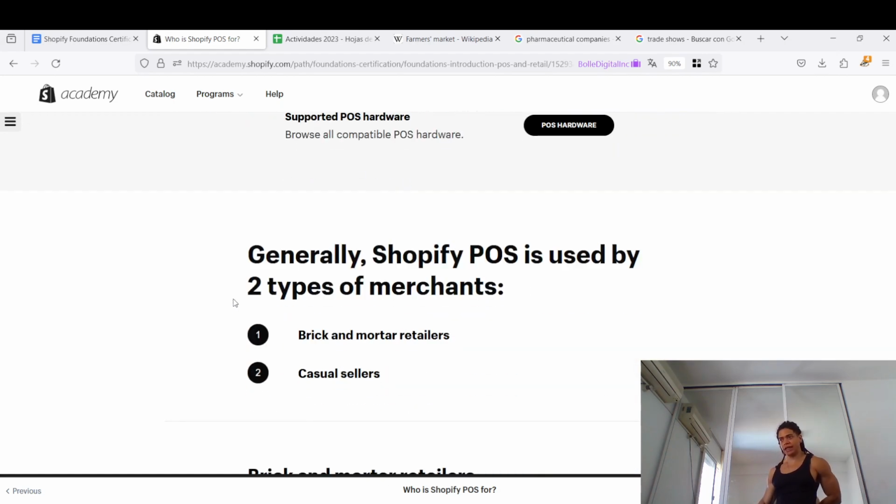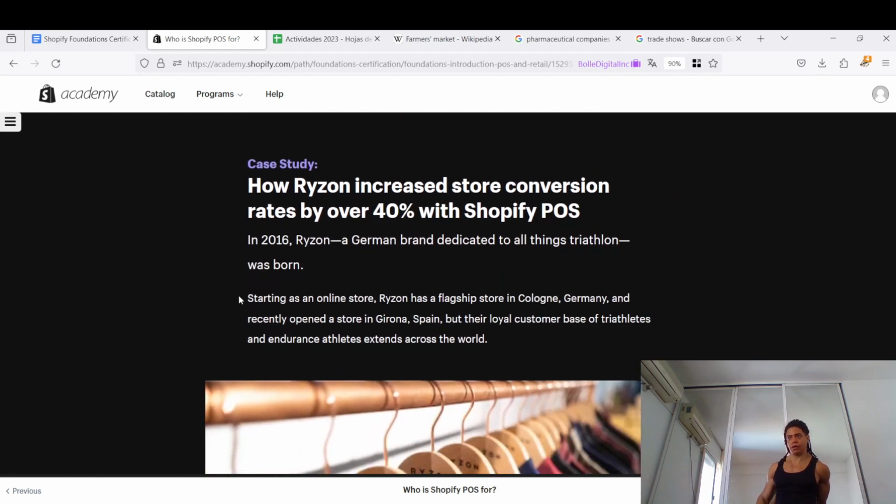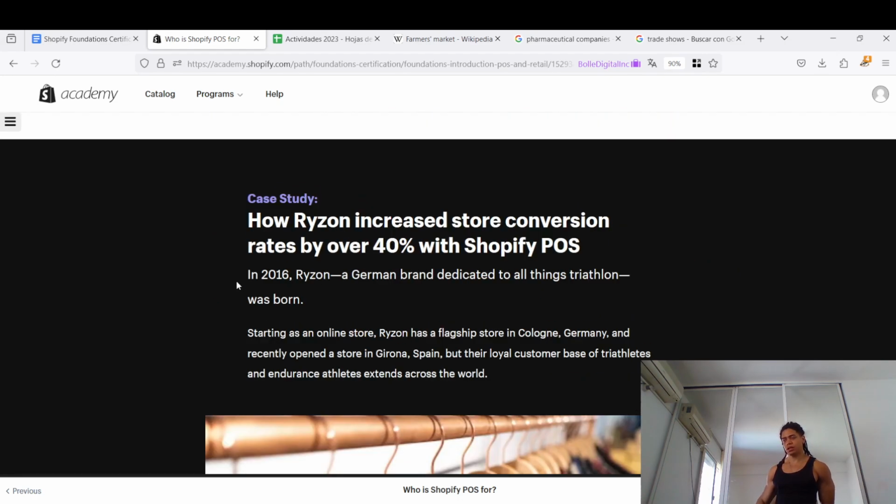So with that, what next? You know what's next? Oh, a case study. Interesting. Okay, the case study here: how Ryzen increased store conversion rates by over 40% with Shopify POS.